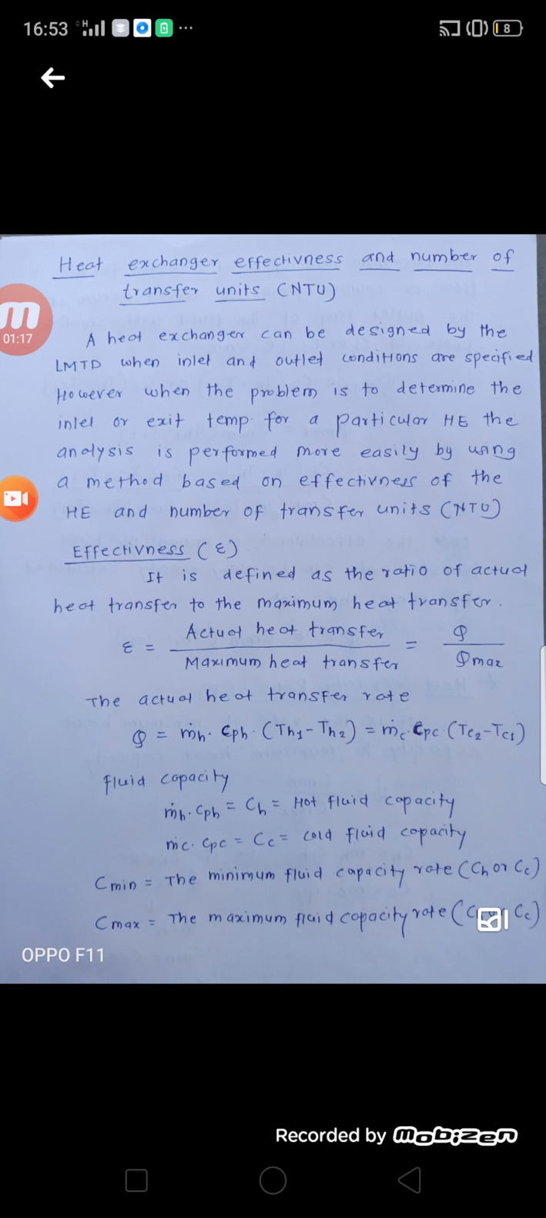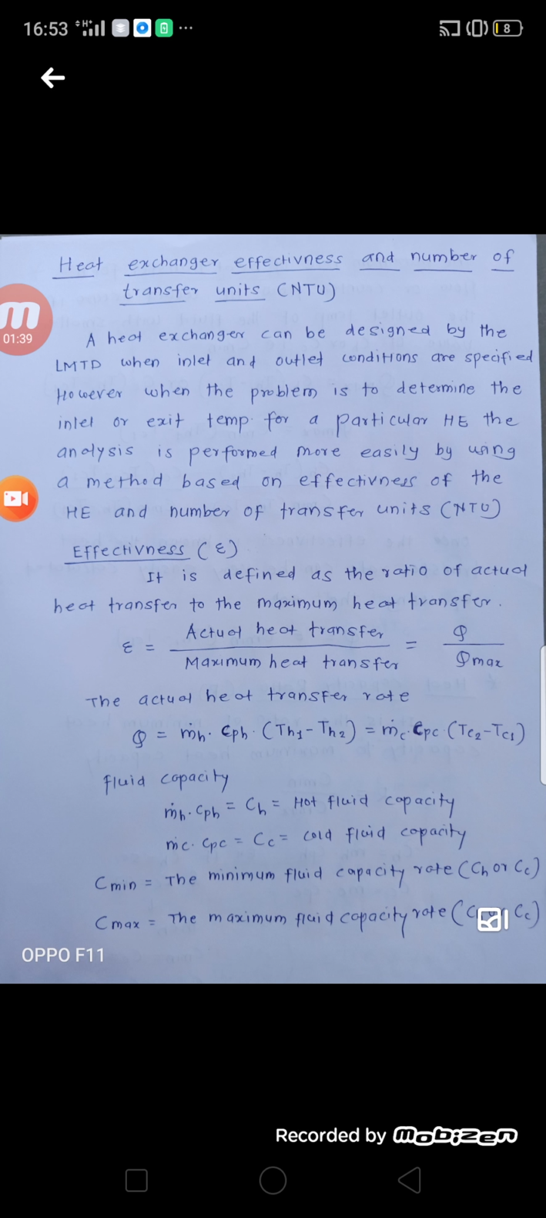For the cold fluid, how to calculate the actual heat transfer rate? That is m dot C into Cpc into (Tc2 minus Tc1). m dot C is the mass flow rate of the cold fluid, Cpc is the specific heat of the cold fluid, Tc2 is the outlet temperature of the cold fluid, and Tc1 is the inlet temperature of the cold fluid. By using these two equations, we can calculate the actual heat transfer rate.